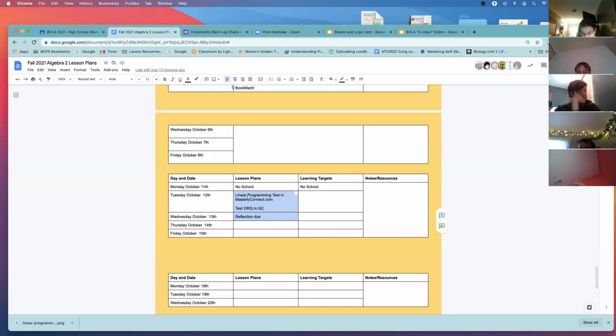In the past, I've always put a little assignment to check Mastery Connect to make sure it's working. I did not do that this year. I know it will come back to bite me in the butt and you'll say, Mr. Brooks, it's not working. Okay.